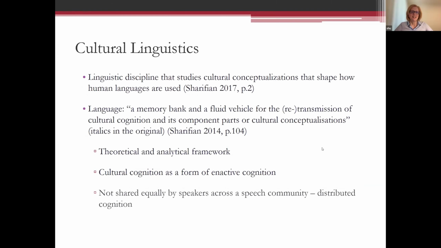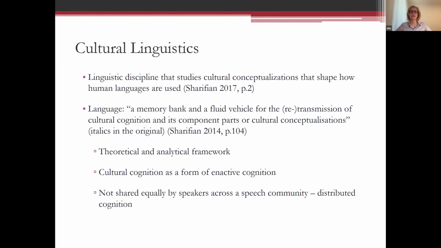So cultural linguistics is a term coined and popularized by Professor Sharifian, who defined it as a linguistic discipline that studies cultural conceptualizations that shape how human languages are used. Thus, language becomes the most important object of analysis within cultural linguistics, since it is interpreted as a memory bank through which specific cultural conceptualizations exist and can be analyzed within specific linguistic communities.